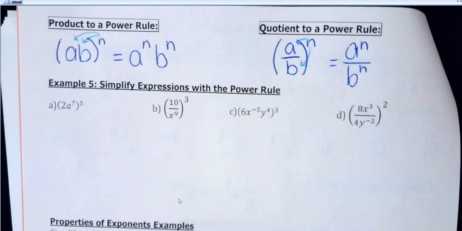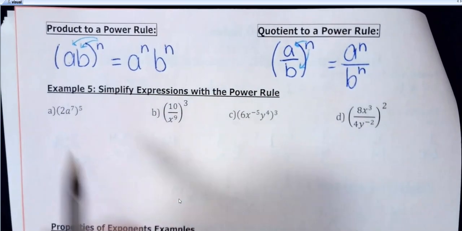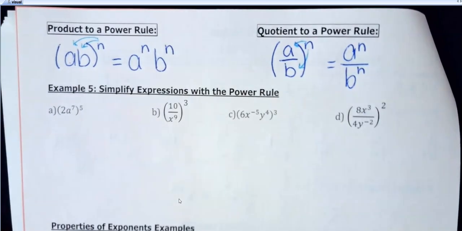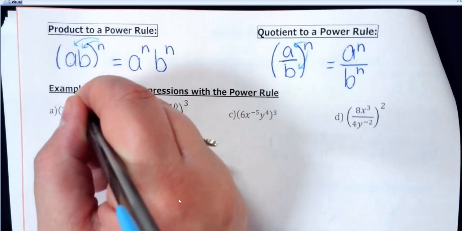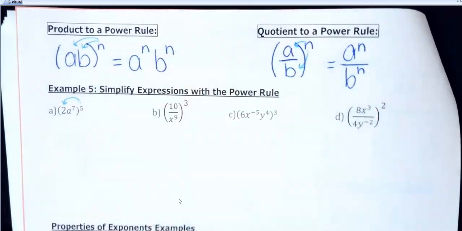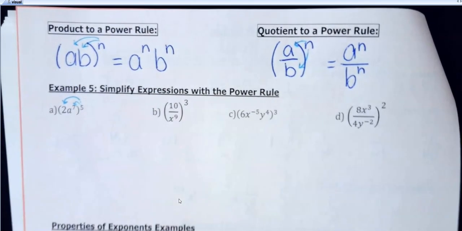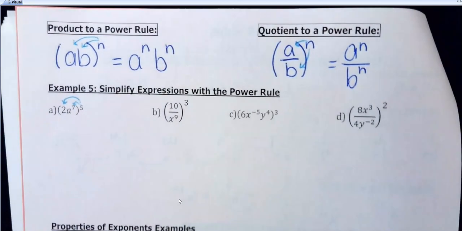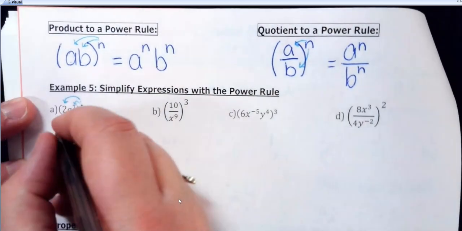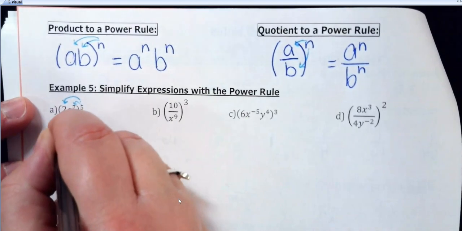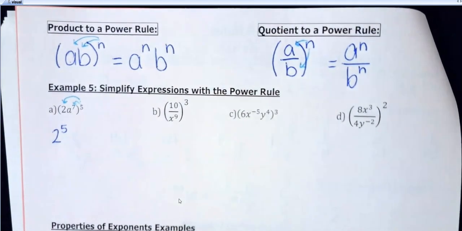So sometimes people will forget to do this. This is 2 times a to the 7th. That's your product. So when I give out this exponent, the 2 needs that as an exponent, and then also the a to the 7th. All right, if you want to skip any of these steps that I'm writing, you go right for it, but I'm just going to write it out real quick. So this is 2 to the 5th. That 2 gets that exponent.